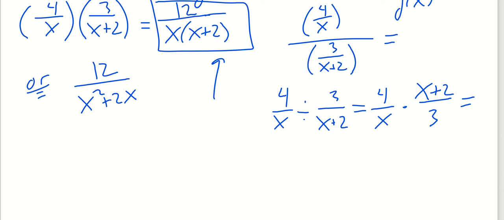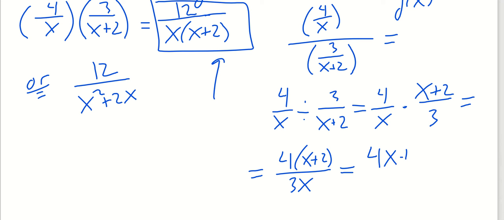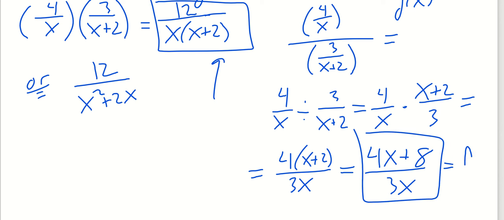So we're going to multiply by x plus 2 over 3. This would give us 4 times x plus 2 divided by x times 3, which we write as 3x. Again, this is perfectly fine to leave like this, or you can distribute the 4 into the numerator. So this would be our function f divided by g of x.